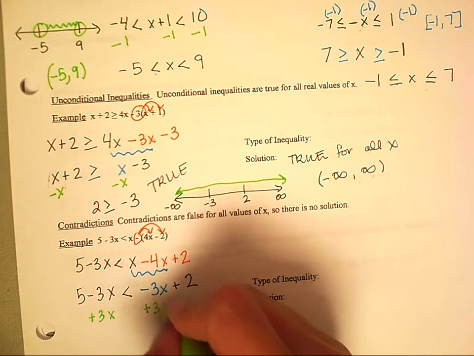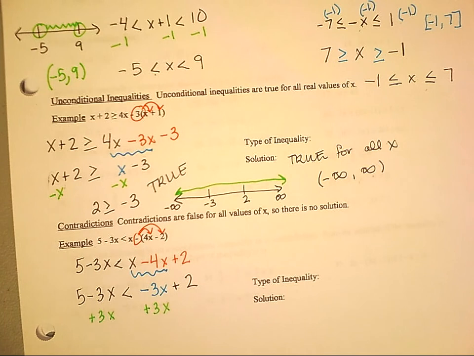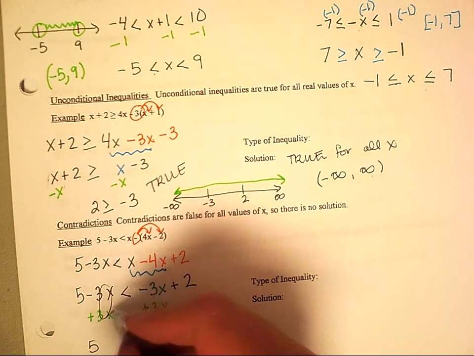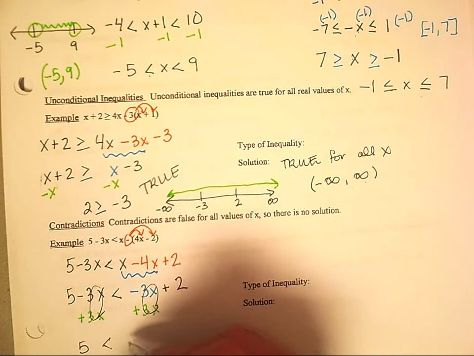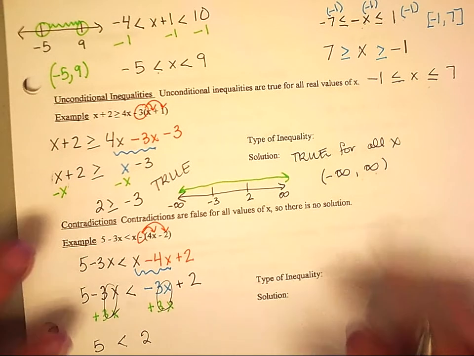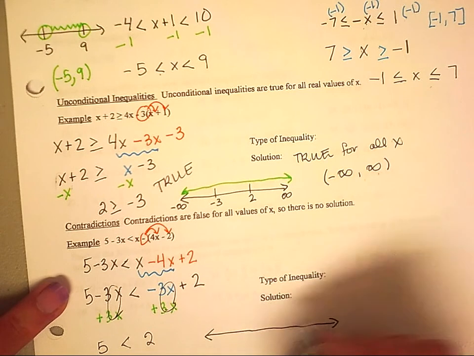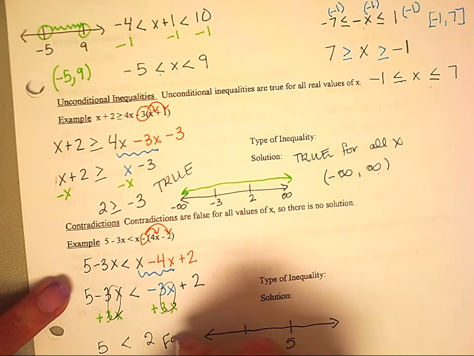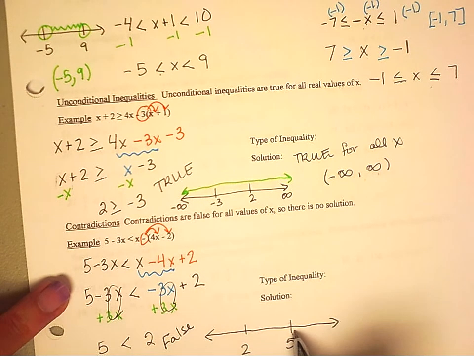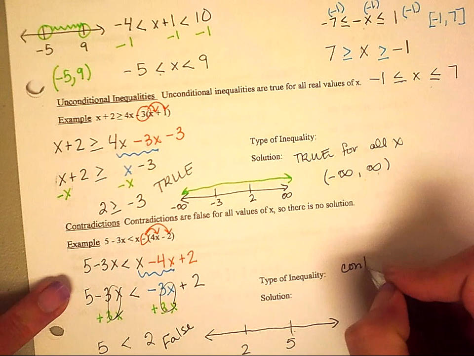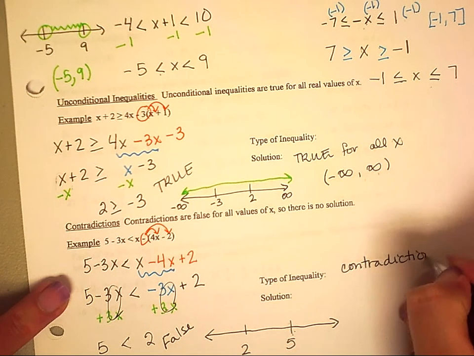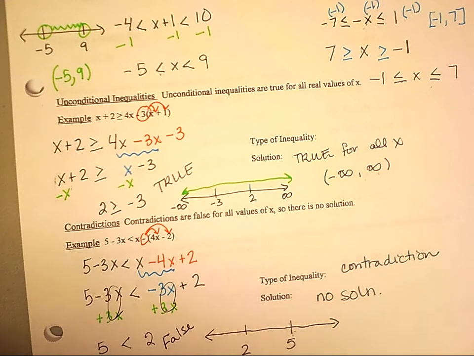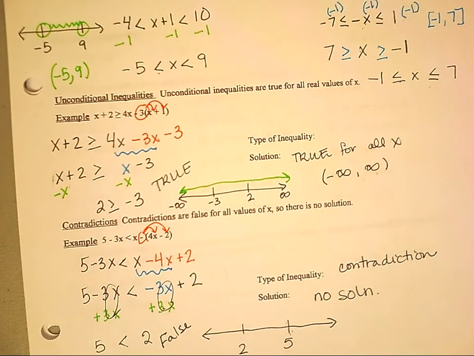Now, let's try and get the x's on one side. So I'll add 3x to both sides. When I do this, I'll get 5, and this goes to 0, is less than, this goes to 0, is less than 2. So here's 2 and here's 5. This is a false statement. 5 is greater than 2, not less than 2. So this is a contradiction. And as for a solution, there is no solution.